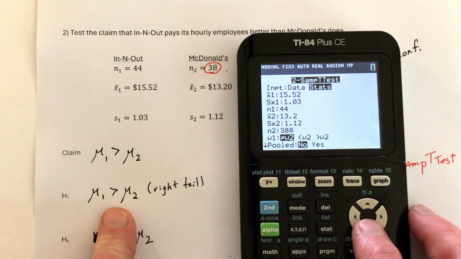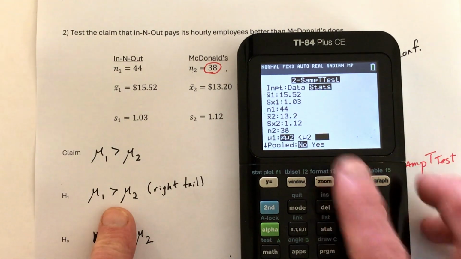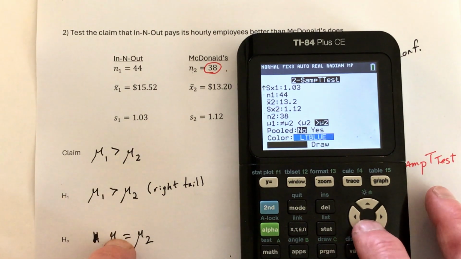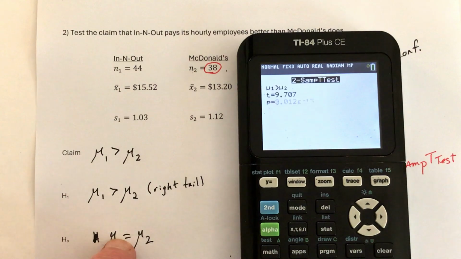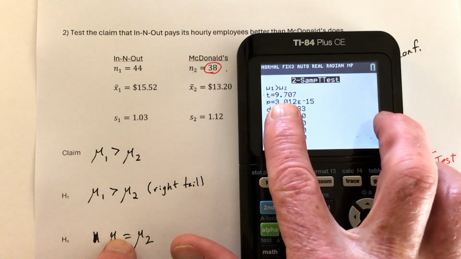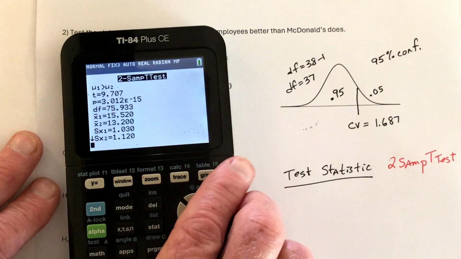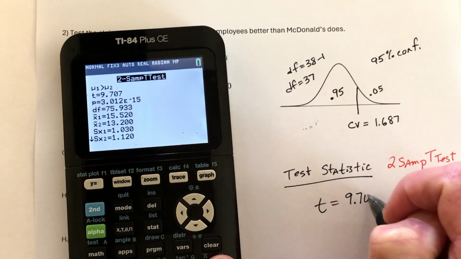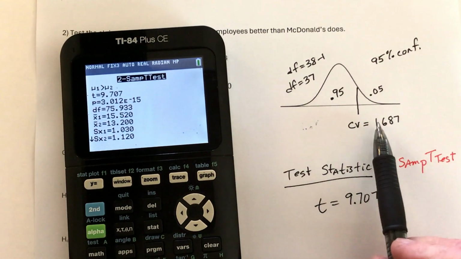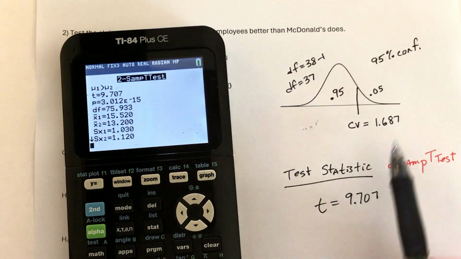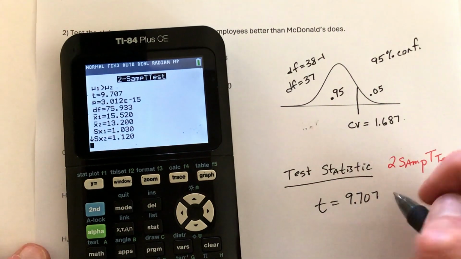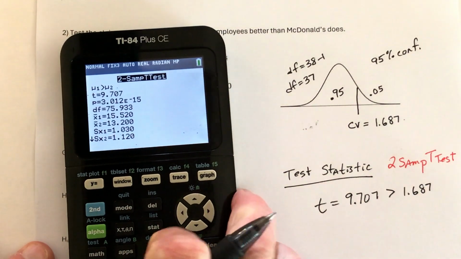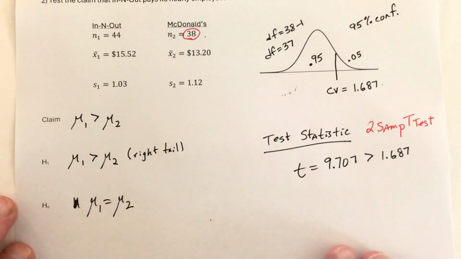And this over here is pointing to the right, so this over here needs to be pointing to the right. And pooled, always say no. And then just go down to calculate, and we just need to know what t equals, a 9.707. So t equals 9.707. The cutoff is 1.687. 9.7 goes way past that. So that's definitely bigger than the 1.687. That means we definitely did prove something.